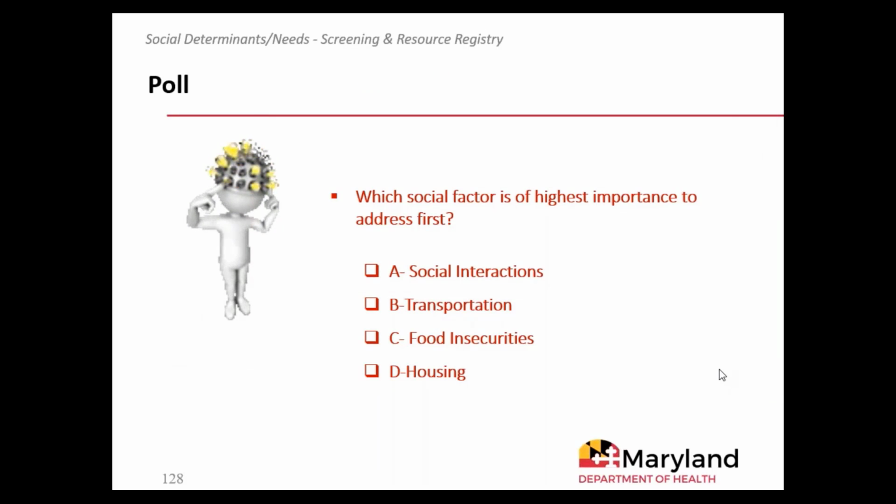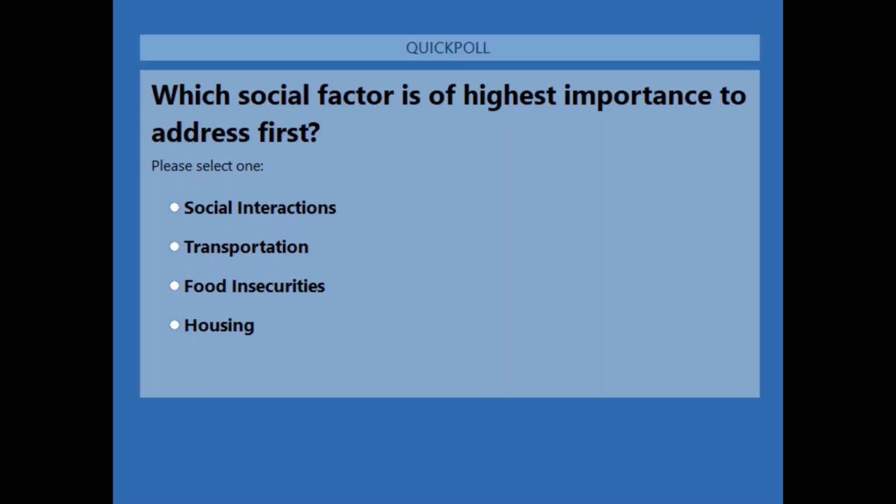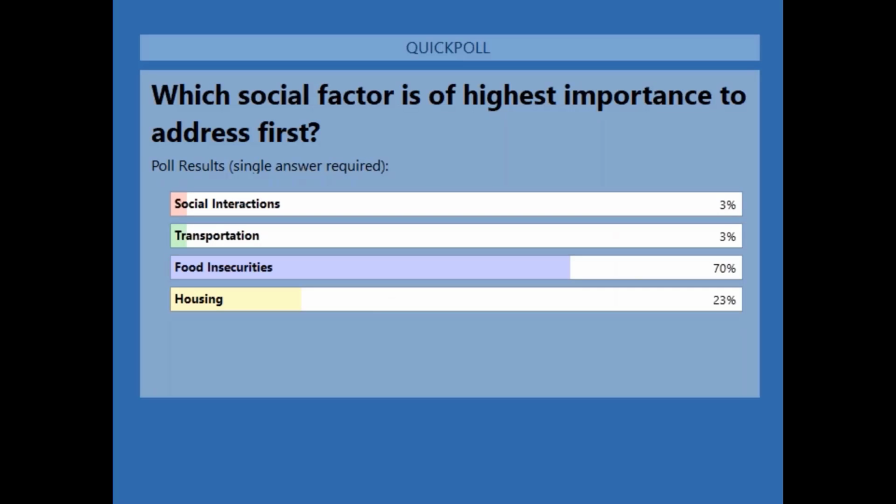Now, after discussing a few factors that could affect Miss Anexa's health, which social factor is of highest importance to address first? If you can please refer to the poll and give your answer, and we will share after we have everyone's answer collected. All right, we have about 10 seconds before we'll close the poll. Okay, awesome. Thank you, Angelica. So if we look at everyone's responses here, we see 3% said social interactions, 3% said transportation, 70% said food insecurities, and 23% said housing.